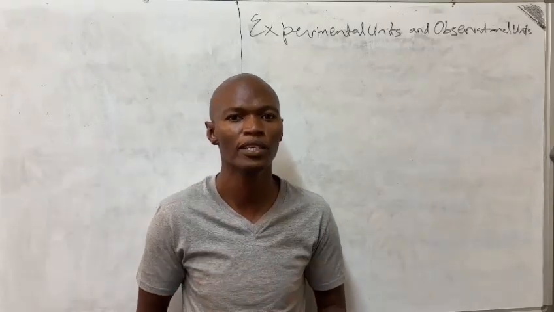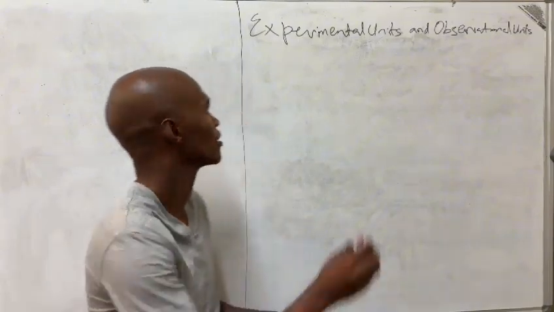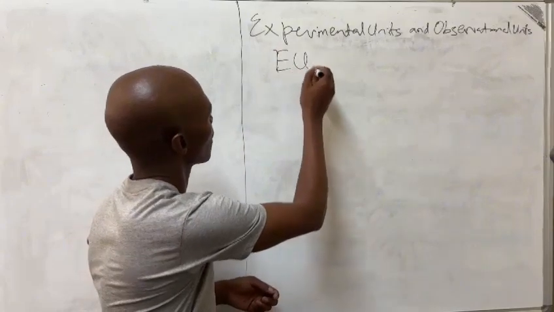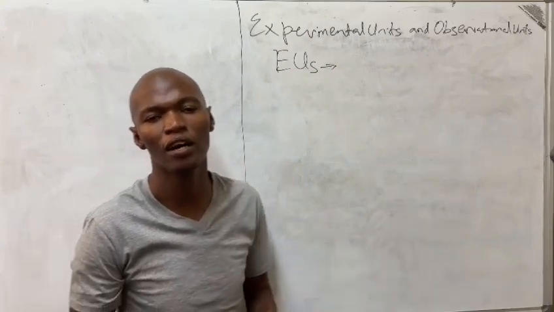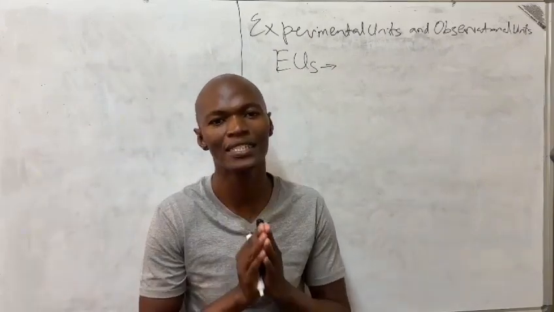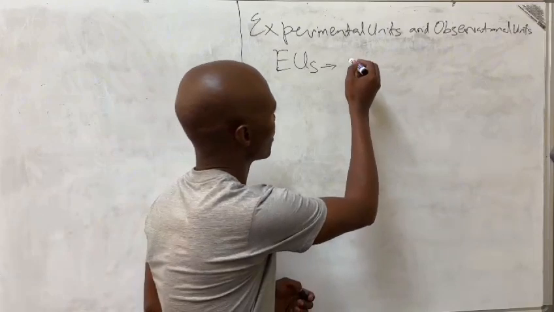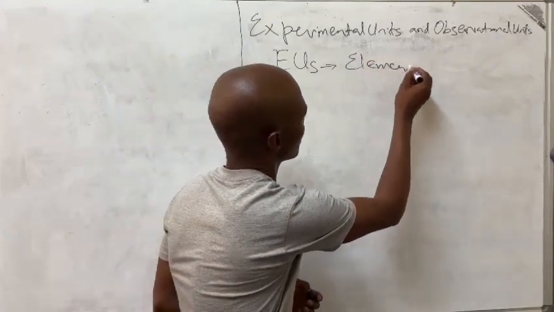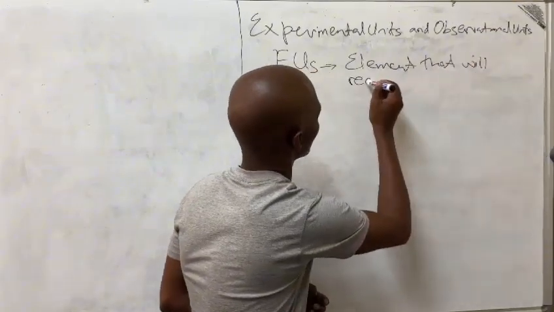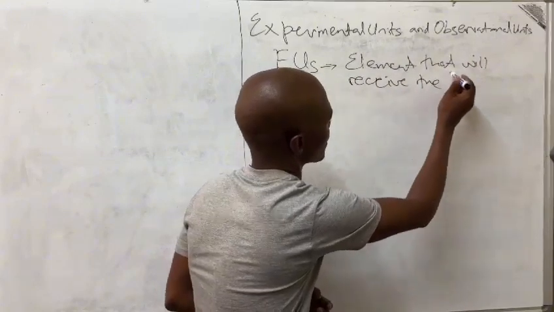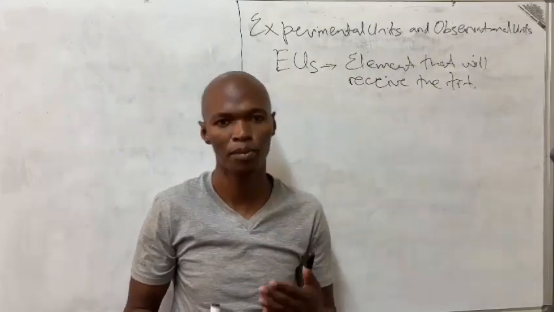It is very important for researchers to understand experimental units. We are saying that the experimental unit is the element of the experiment that will receive the treatment. When you have your experiment, that particular element that will receive the treatment, we call it the experimental unit.